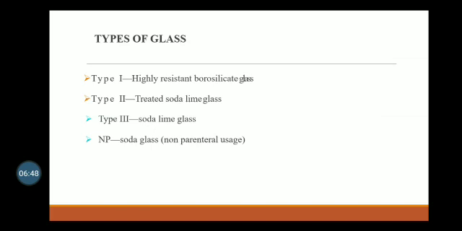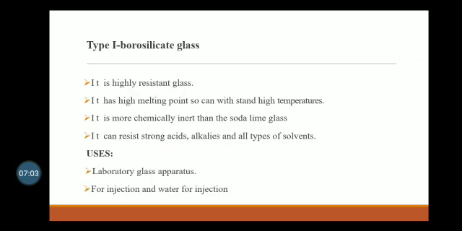The types of glass: type 1, that is highly resistant borosilicate glass; type 2, treated soda lime glass; type 3, soda lime glass NP, soda glass for non-parenteral usage. Type 1, that is borosilicate glass. It is highly resistant glass. It has a high melting point, so it can withstand high temperature. It is more chemically inert than soda lime glass. It can resist strong acids, alkalis and all types of solvents. Uses: laboratory glass apparatus, then for injection and water for injection.